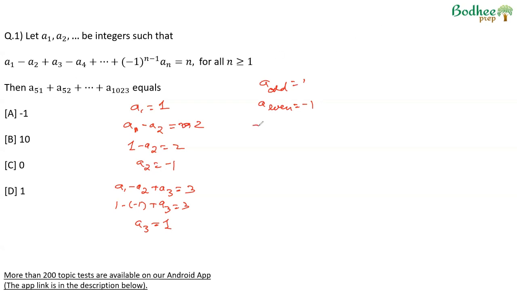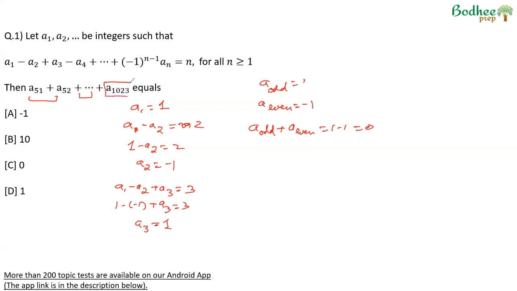Now, if we add an odd term and an even term, we will get 1 minus 1, which is 0. So a51 plus a52 will be 0. a53 plus a54 will be 0 and so on. So every odd and even term will cancel each other out.